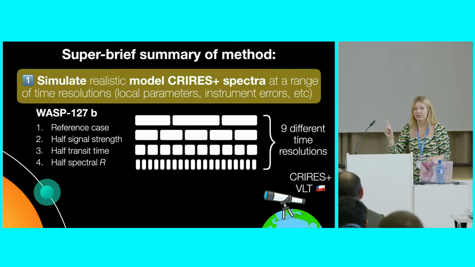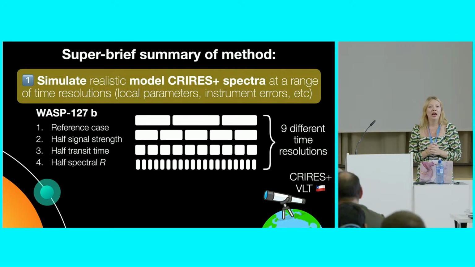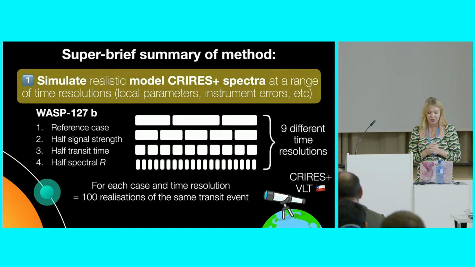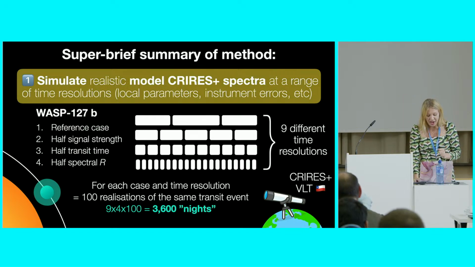Not 9 transits, but the same transit 9 times over, like Groundhog Day, okay? And then to avoid small number statistics, we simulated each of those 100 times so that we had time for trends to emerge. So really, we ended up with 3,600 nights of observations, like 10 years of CRIRES+ time. That proposal was not going to go through.